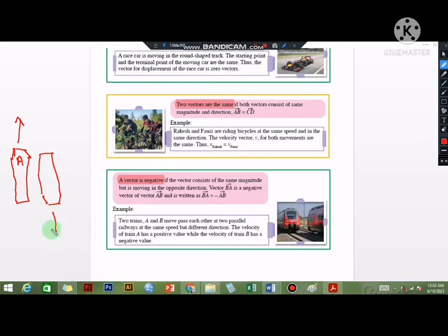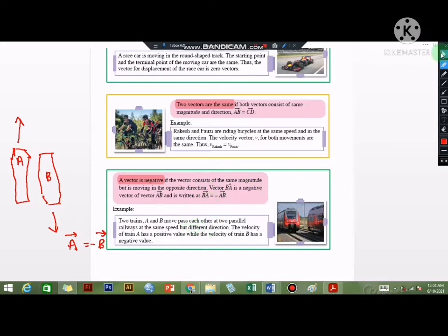Okay, this is train B. Train A moves in front, while train A moves in this direction and train B moves in this direction. So we can consider it as this. Vector A is equal to negative vector B, like this, based on the situation. Same goes for this one.